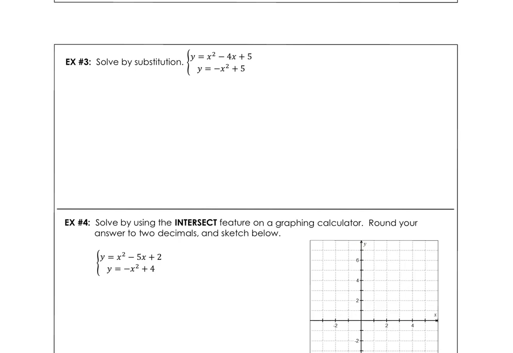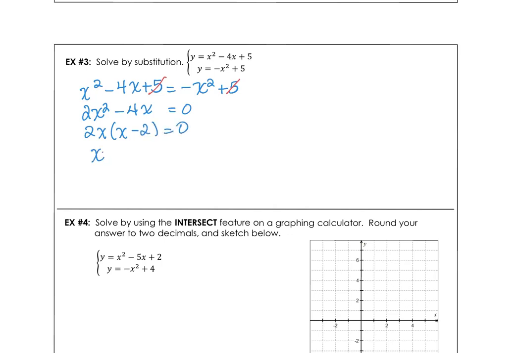Setting each equation equal to the other, x squared minus 4x plus 5 is equal to negative x squared plus 5. That leaves us with 2x squared minus 4x equals 0. The 5's are eliminated. Factoring out a 2x, we have x minus 2. So the x-intercepts are at 0 and positive 2, but we need to use those values in our equation. I'm going to use it inside of equation 2.